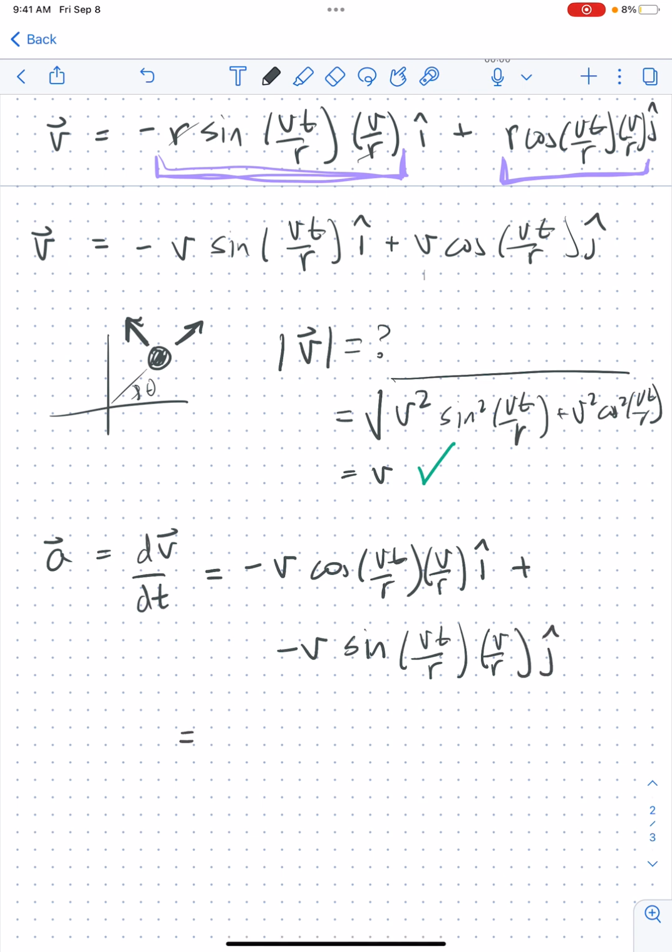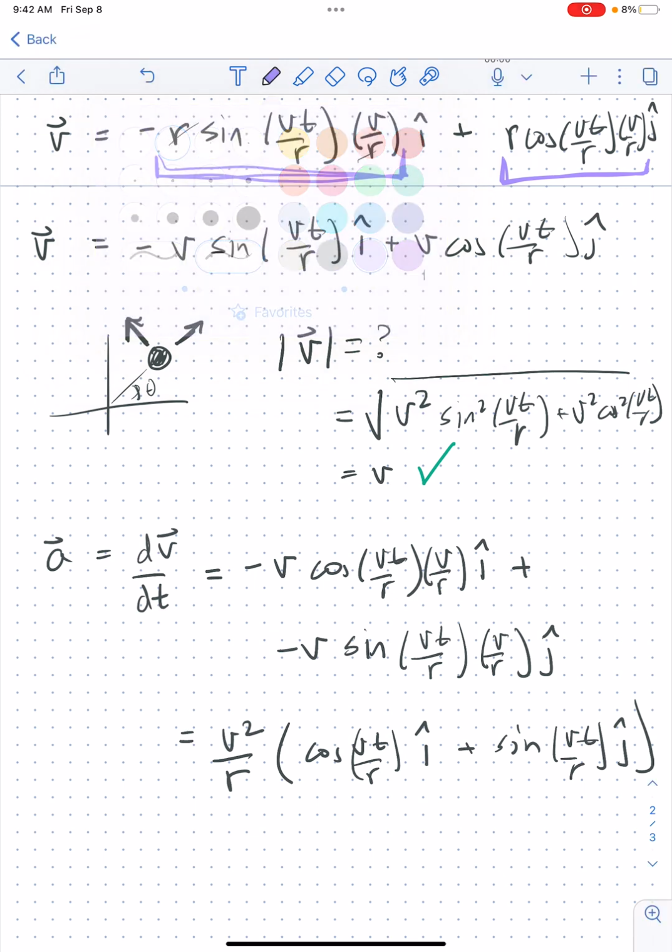And so that's going to give us v squared over r cos vt over r I hat plus sine vt over r j hat. Now notice this part here. Oops, and I forgot a negative sign here. Sorry, negative sign here outside.